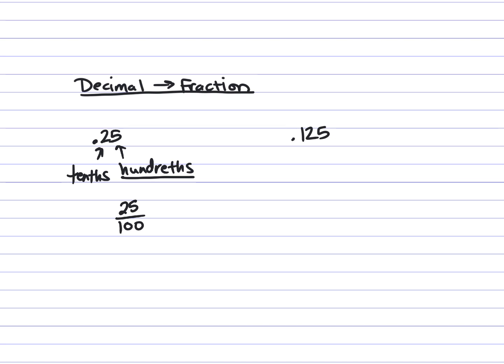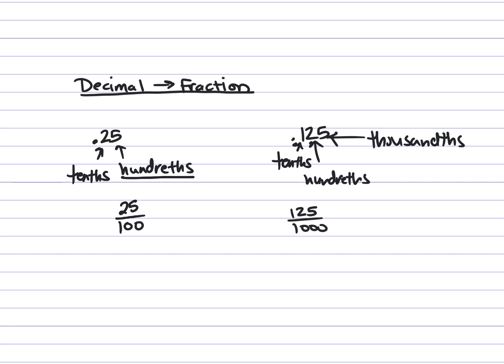Now, 0.125, we have tenths, we have hundredths, and we even have thousandths. So again, when you're writing a decimal in fraction form, you use the smallest place value. So this is 125 thousandths. Now, use the skills that we learned in the other videos to reduce these fractions.